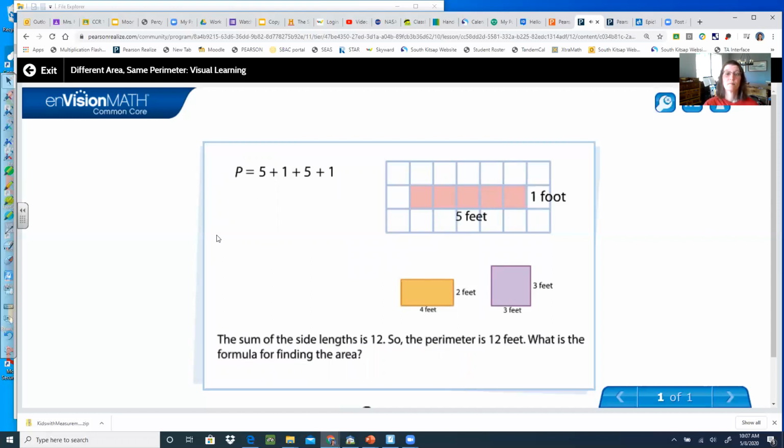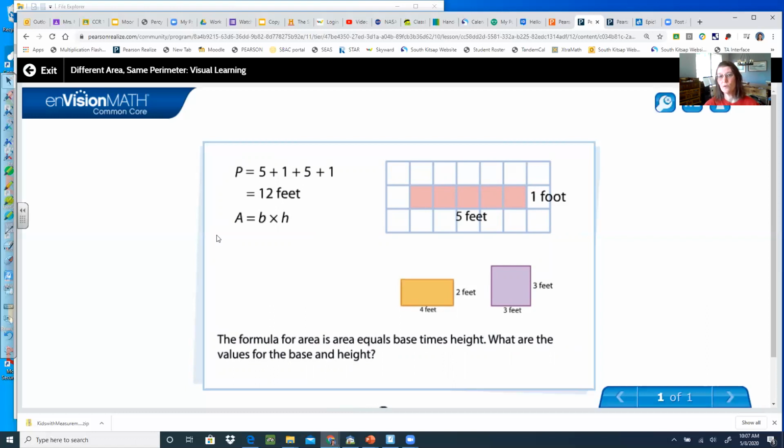The sum of the side lengths is 12, so the perimeter is 12 feet. What is the formula for finding the area? The formula for area is area equals base times height. What are the values for the base and height?